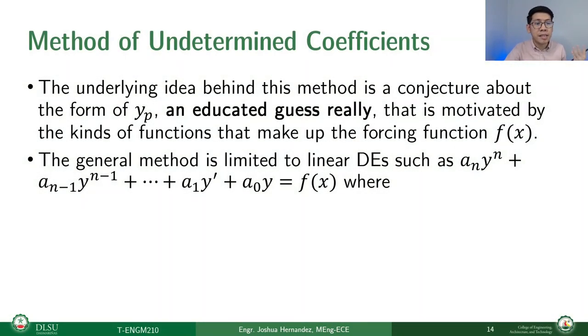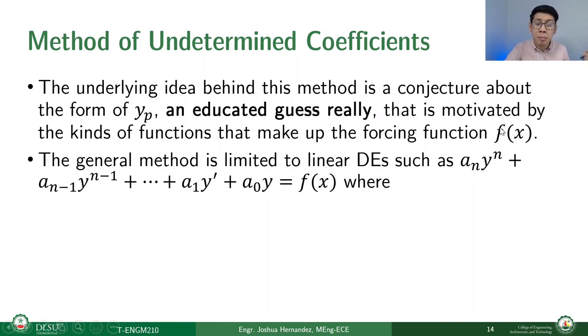The basic idea for this method is actually an educated guess or trial guess, which is motivated by the different kinds of functions that make up the forcing function called f of x. So basically, we have to inspect what the f of x on the right hand side is, and then try. That is why it's called undetermined coefficients, because we seek to determine an assigned value for the coefficient. So we will be doing trial, based on the f of x here, the forcing function.